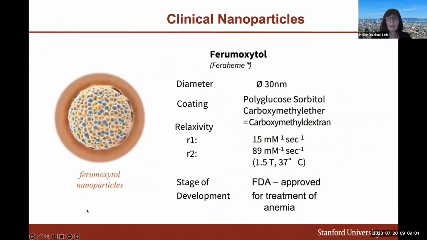So here you see the ferumoxytol nanoparticles that our group uses primarily for clinical applications. These are nanoparticles with an iron oxide core and a carboxymethyldextran coat. These nanoparticles have a very high R1 and R2 relaxivity. That means they provide a strong positive contrast on T1 weighted images and a negative contrast on T2 weighted images.